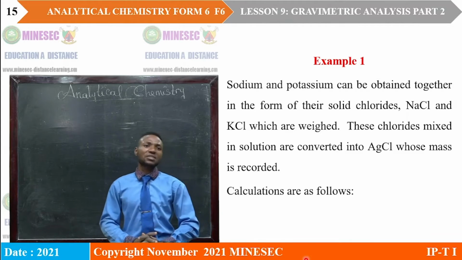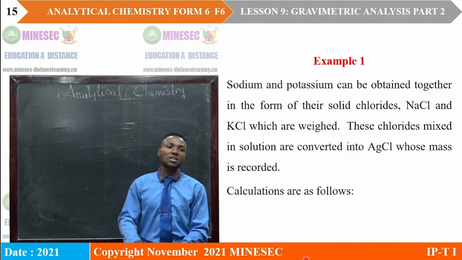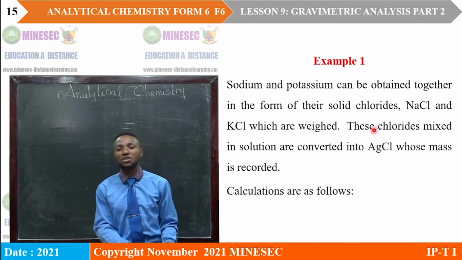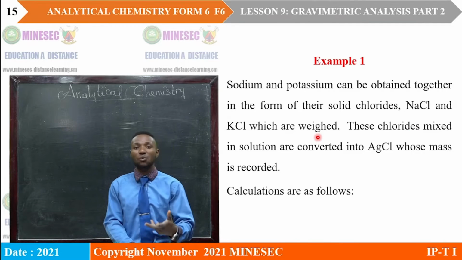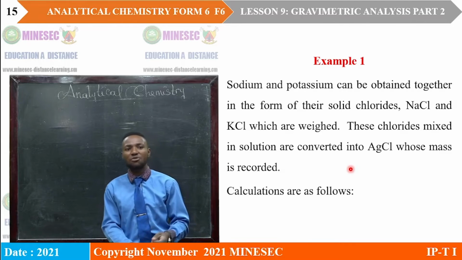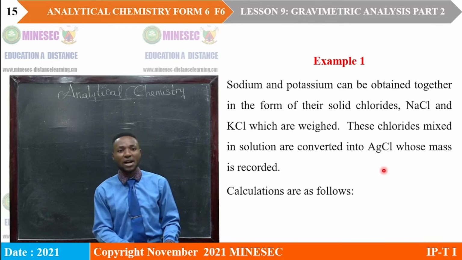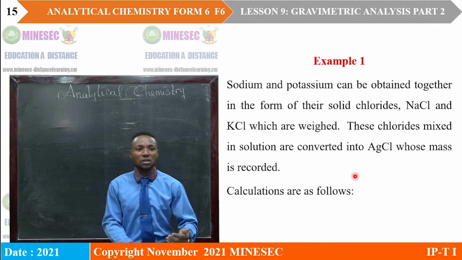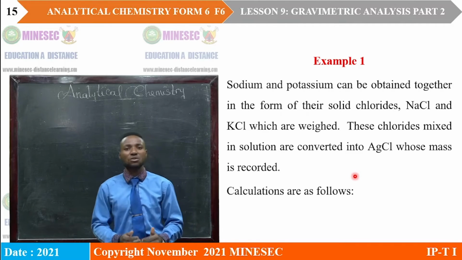Now let's take this quick example, example one, to understand what we have said. They said that sodium and potassium can be obtained together in the form of their solid chlorides, that is sodium chloride and potassium chloride, which are weighed. This chloride mixture in solution is converted to silver chloride, whose mass is recorded.